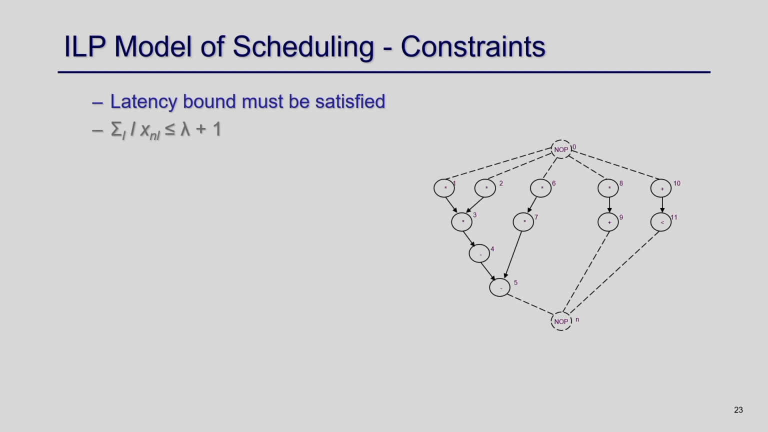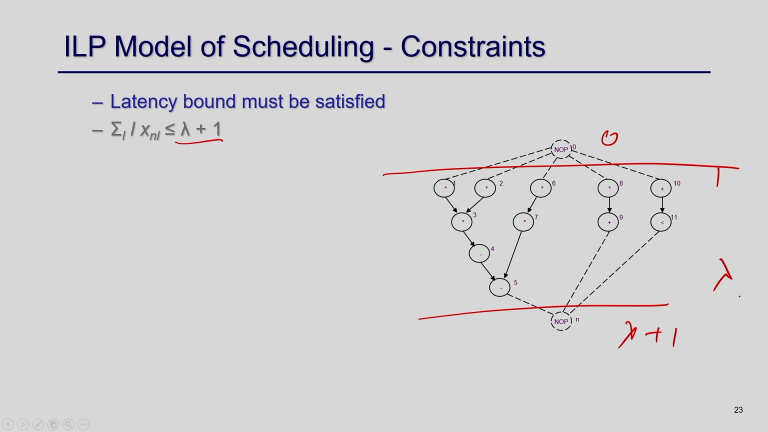You can also have a latency bound, given as lambda plus 1. As I have already explained, lambda will be used to execute the actual behavior, this will be 0 and this is lambda plus 1. So, how do I decide the timestamp of the sink node? For operation n, x n l is the execution start time of this operation. If I multiply this with l and do a summation over l, this must be less than or equal to lambda plus 1.